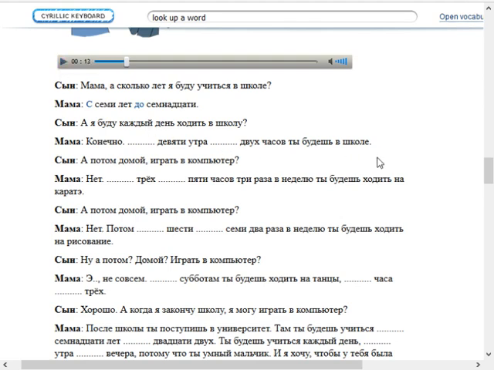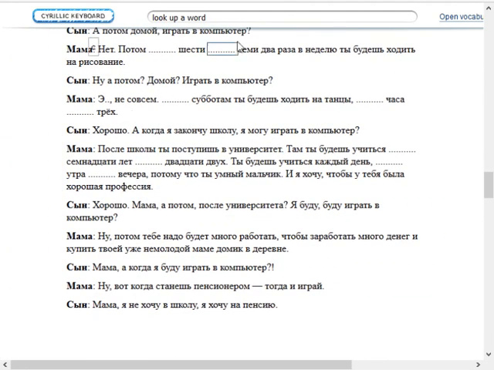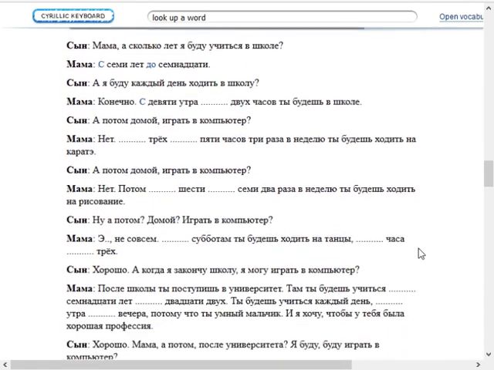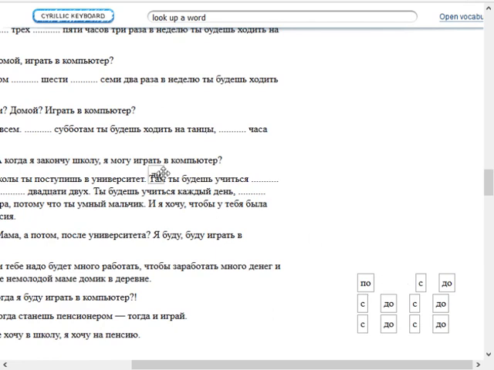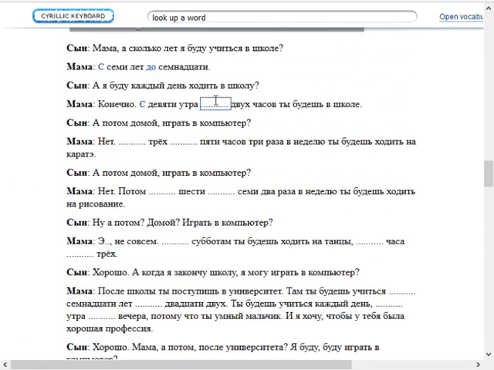Okay, so с 9, с 9 утра, so from 9 in the morning, and then, of course, when you're talking about times of day, hopefully we know by now, it's с до 2 часов, until 2 o'clock, you will be in school.